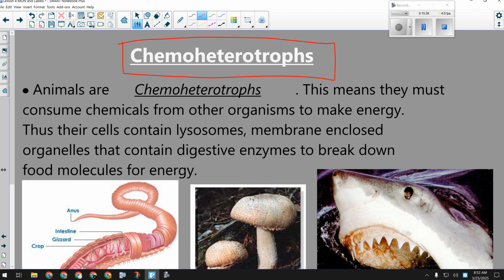We consume the materials from other organisms for food, plants, animals, whatever. And then we break them down chemically to produce glucose, and then cellular respiration releases the energy in the glucose.